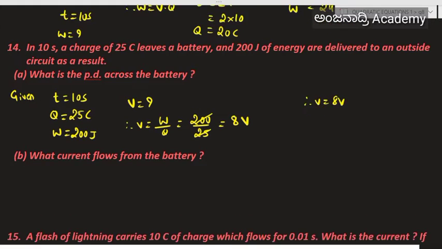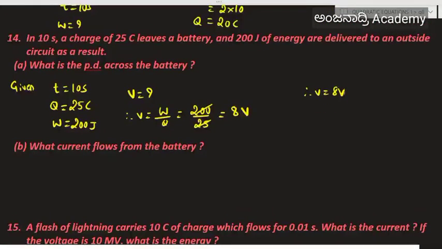Next question. What current flows from the battery? That is I is equal to question mark. I is equal to Q divided by T. Q is 25, and time is 10 seconds. That is 2.5 ampere is the answer. 2.5 ampere is the current.